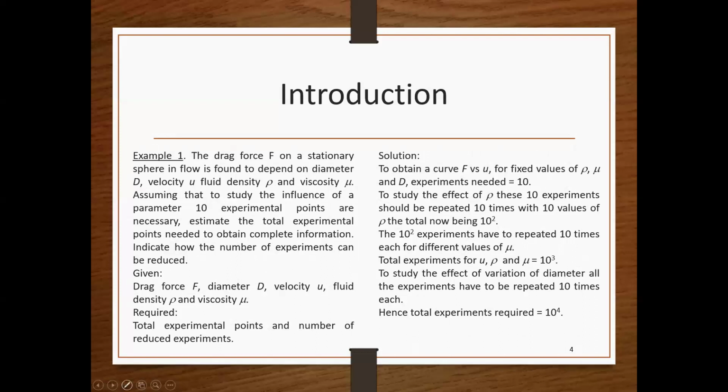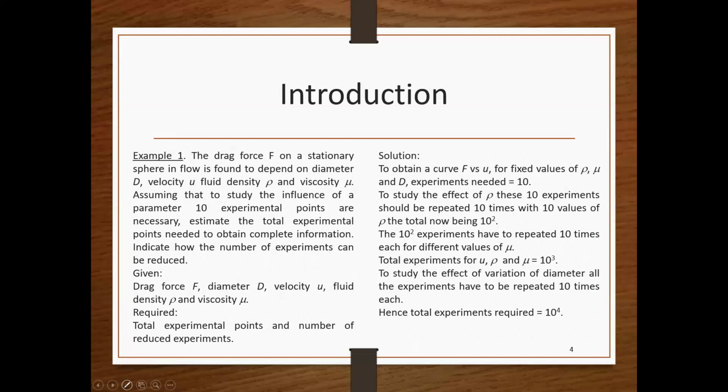So example 1. So ito yung example 1. Ganito rin gagawin nyo sa solution na gagawin nyo. Okay? Example 1 is presenting lang yung difficulties ng maraming experiment. Okay? The drag force F on a stationary sphere in flow is found to depend on diameter D, velocity U, density rho, and viscosity mu.